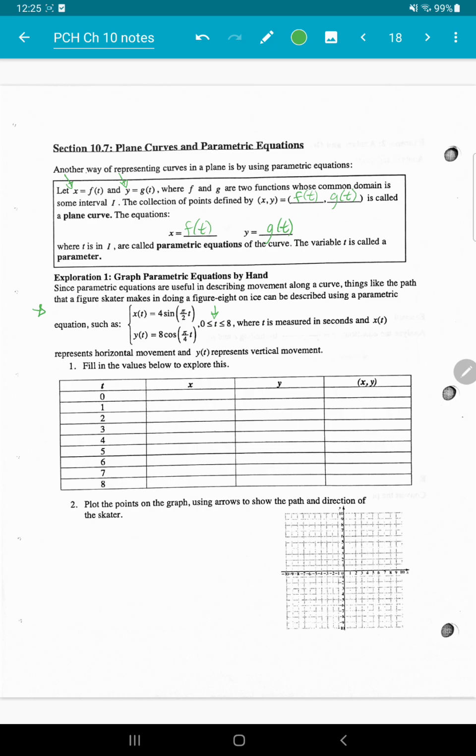Okay, so what we're going to do now is build a table. You'll notice that our table is not just a typical x-y table. We have another variable here, that variable t, that's going to affect both x and y. So let's plug in the value of t into both of our parametric equations.